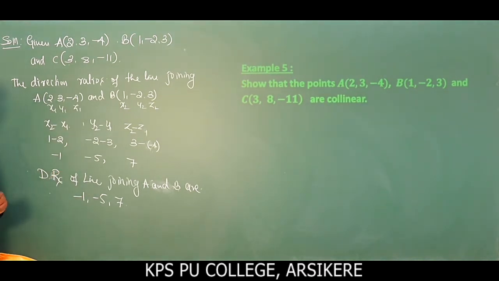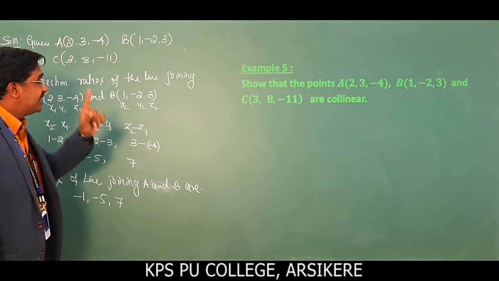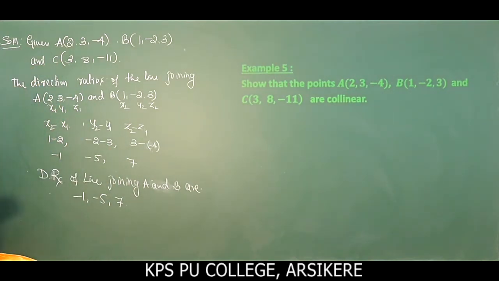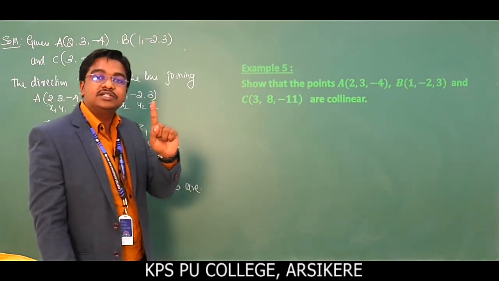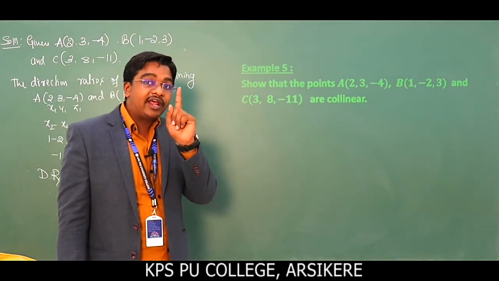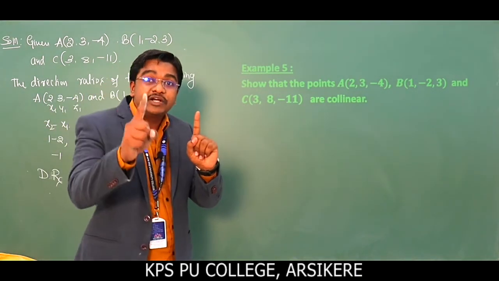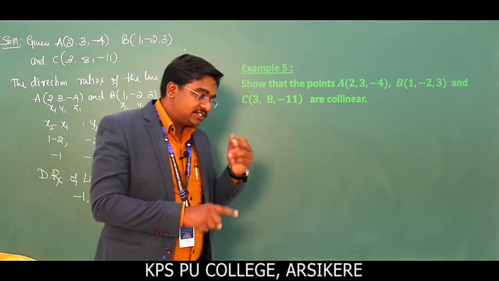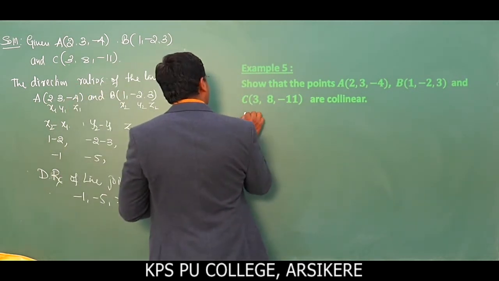Minus 1, minus 5, 7. Similarly, find the direction ratios of the line joining B and C. Direction cosines and direction ratios are very important. The direction ratios are the numbers proportional to direction cosines. Okay, next, the second one.